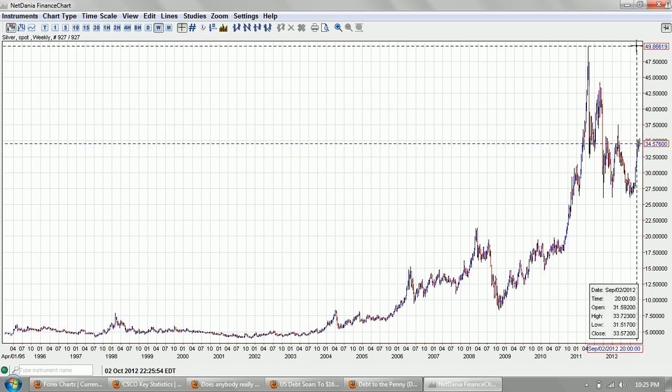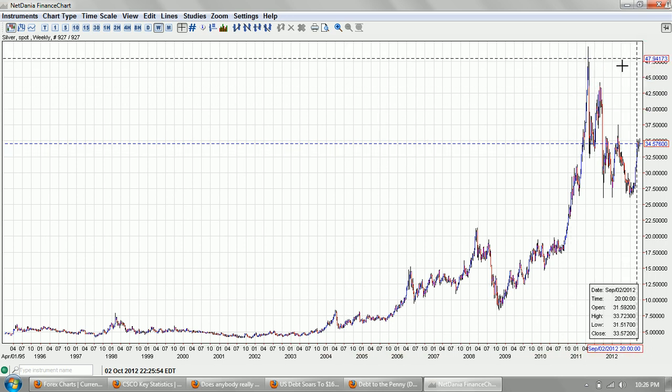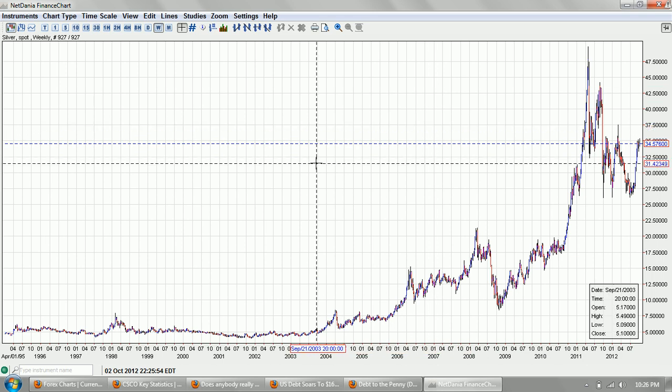Silver will rapidly take out that $50 price, and I think once silver takes out that $50 price, the move towards 100 is actually going to be very swift.